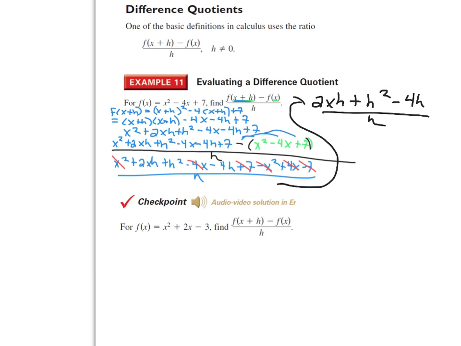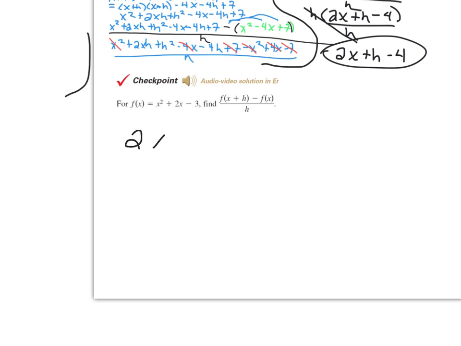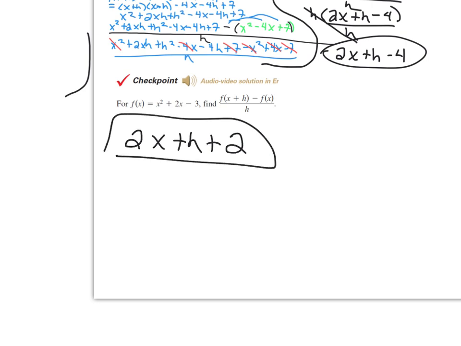If I factor an h out of the top, I get h times (2x plus h minus 4) all over h, and cancel. My final function is going to be 2x plus h minus 4. All right, you guys want to give it a go? Go ahead and give it a go, and I'm just going to put what the final answer is. Just see if you can get it. Go ahead and pause. I hope you got it. We're all done.